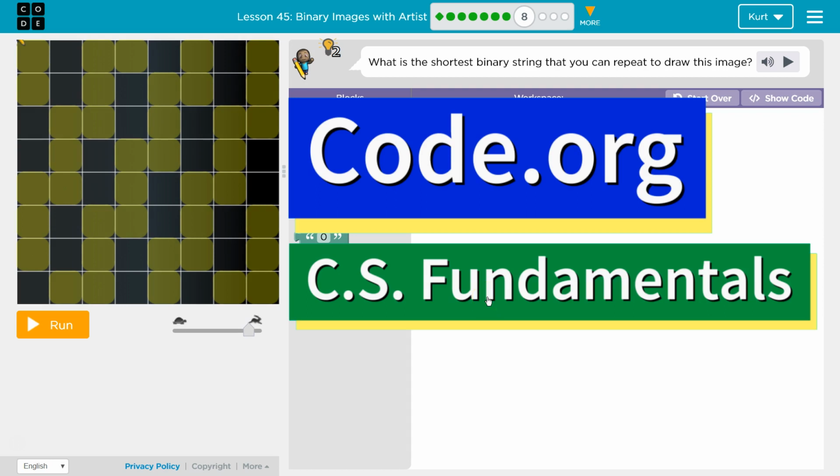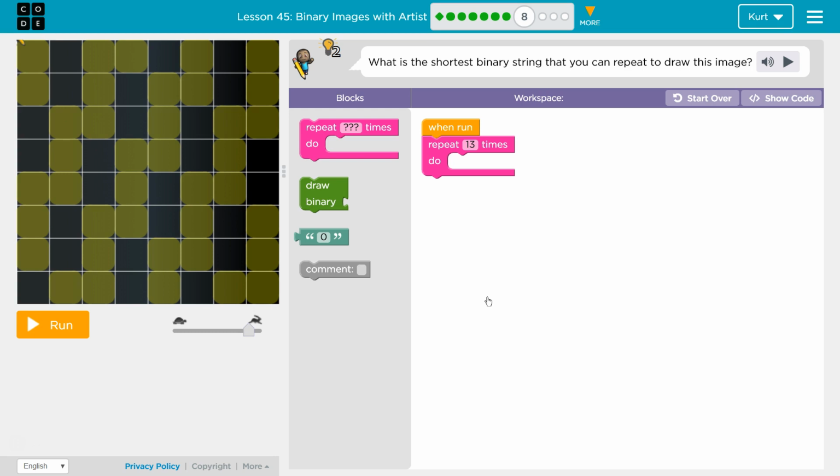This is Code.org. I'm currently working on CS Fundamentals. The lesson I'm on is Binary Images with Artist. I'm doing Puzzle 8 of that lesson.